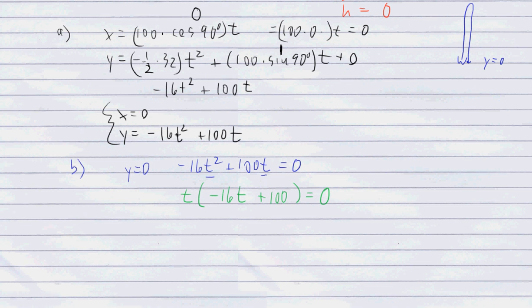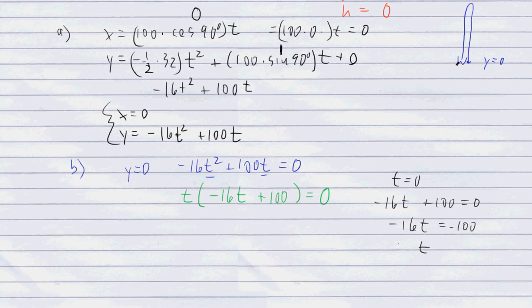So that gives us our two sub-equations. I'll put them over here. t is equal to 0, which is right. That's when it's first on the ground. And then negative 16t plus 100 is equal to 0. Okay, we'll subtract 100 from both sides and get negative 16t is equal to negative 100. Divide both sides by negative 16, and I'm getting, on my calculator, 100 divided by 16, that's 6.25.